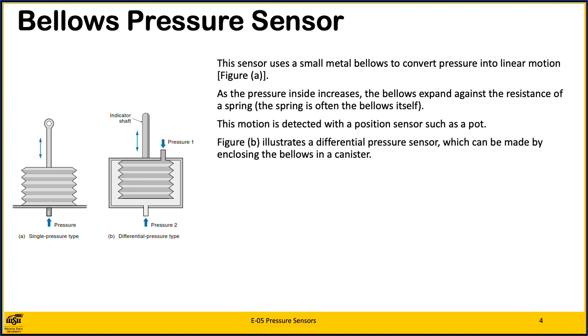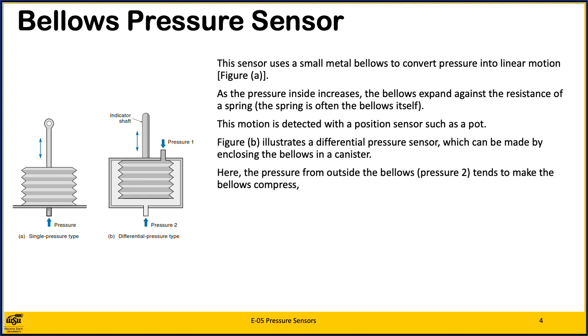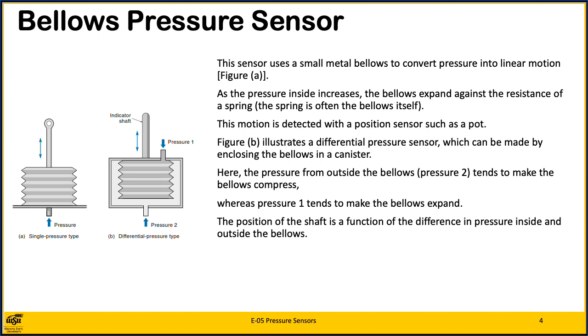Figure B illustrates a differential pressure sensor, which can be made by enclosing the bellows in a canister. Here, the pressure from outside the bellows, pressure 2, tends to make the bellows compress, whereas the pressure 1 tends to make the bellows expand. The position sensor of the shaft is a function of the difference in pressures inside and outside the bellows. Bellows are capable of more sensitivity than the Bourdon tube in the low pressure range of 0 to 30 psi.